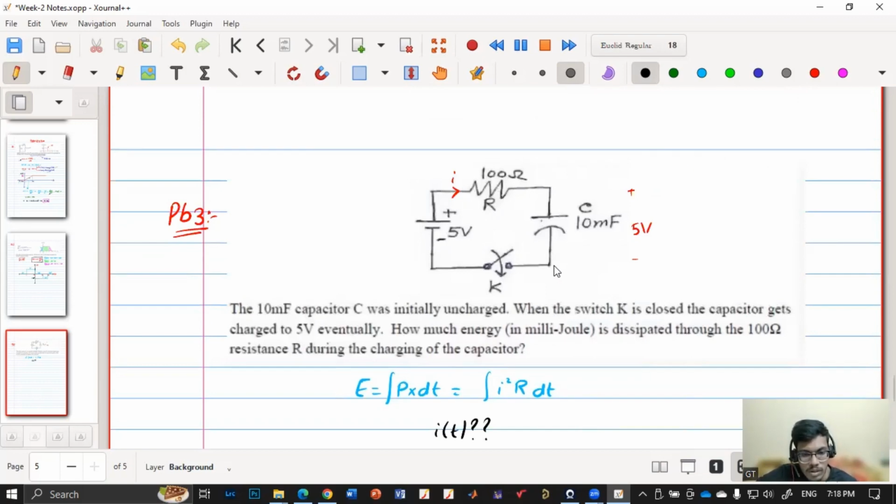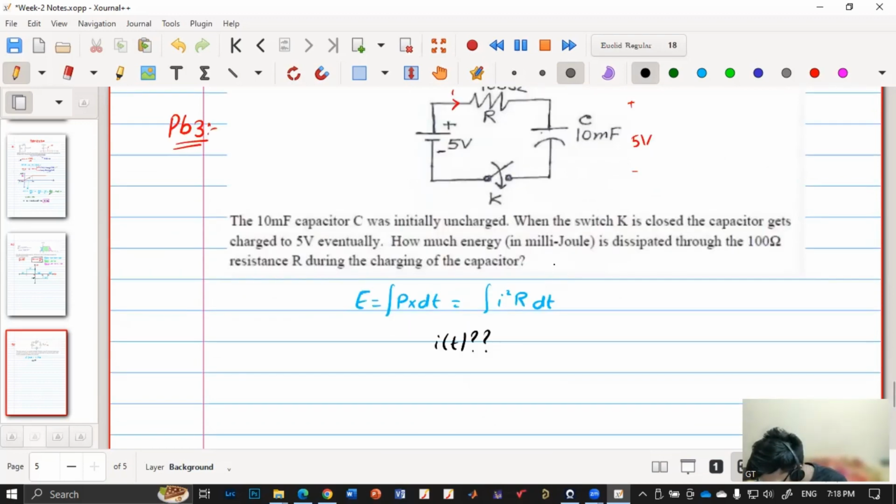Sum of all voltages is equal to 0. So 5 volt plus what is the voltage? I'm going from here: 5 minus 100 into I of t, minus V of t. Yes. So I'm considering that as V of t is equal to 0.